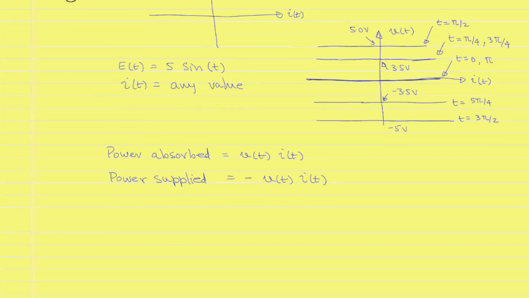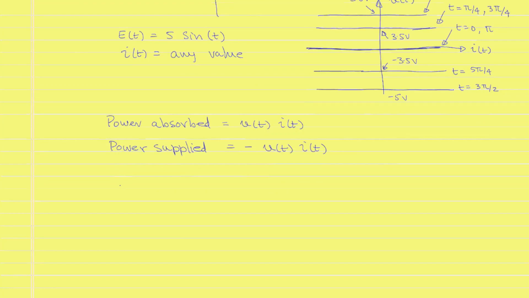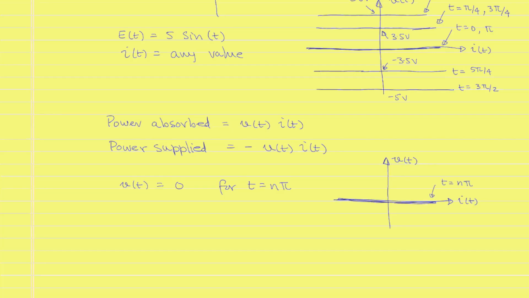Note that for the sinusoidal source, the value of the voltage V of t is equal to 0 for t equal to n pi, and the characteristic coincides with the x-axis as shown above and repeated here. This is the same characteristic as a resistor of value 0. Thus, a voltage source of value 0 is the same as a short circuit, and we will be using this property later on in this course.